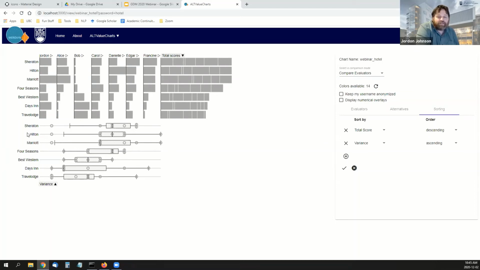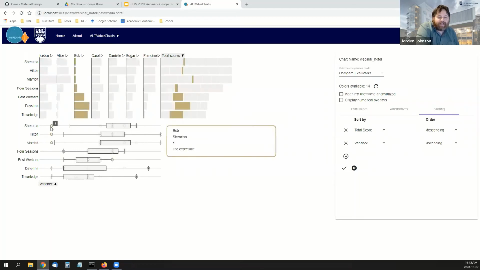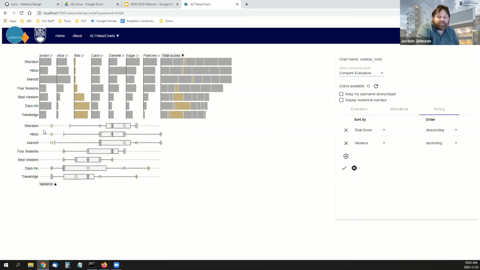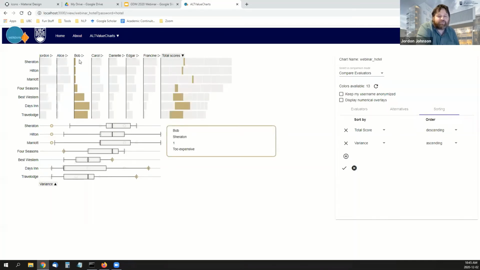We notice that for all three cases, we have an outlier. And that outlier, it looks like, is Bob. So let's go ahead and take a look at Bob. Bob's kind of interesting. Let's take a look at Bob's scores and try to figure out, just from what he's got written here. Oh, he's saying that the Sheraton's too expensive. He's saying the Hilton's too expensive. So it looks like price is a big deal for Bob.